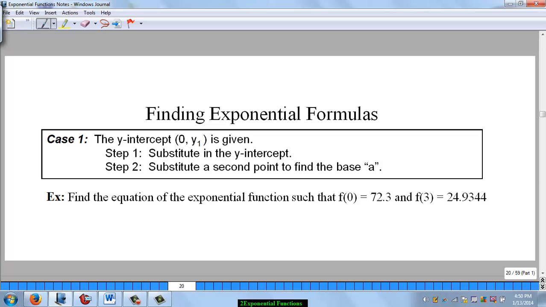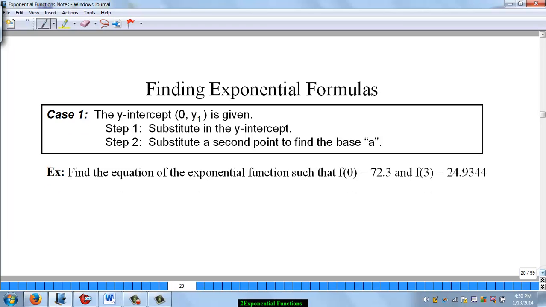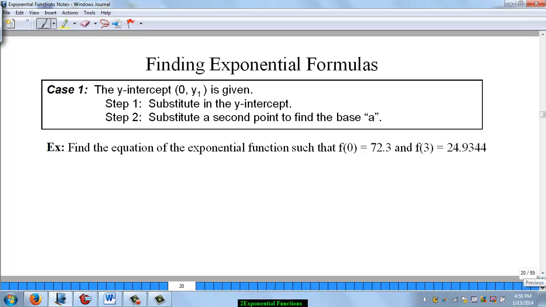Okay, now if I'm going to find some formulas here, first of all, there's 2 different ways to do it. There's case 1 and there's case 2. Right? So case 1 is basically when they give you the y-intercept. If they give you the y-intercept, there's only 2 steps. It's very simple and it doesn't take very long. The other one is if it doesn't. So I'm going to stop this tape for right now, and then I'll come back and we'll finish this.